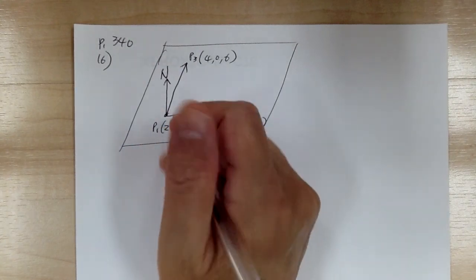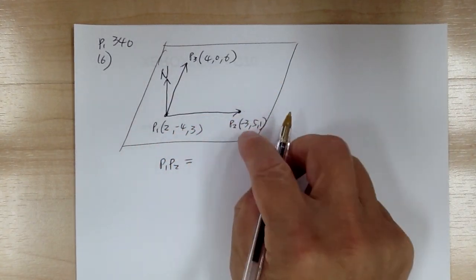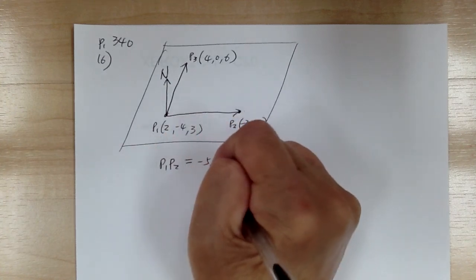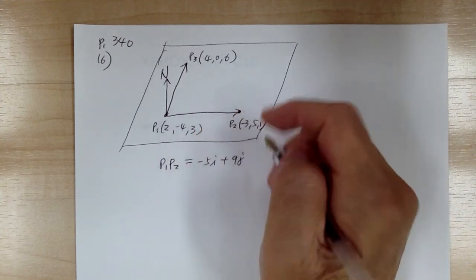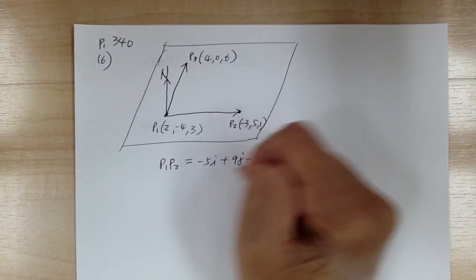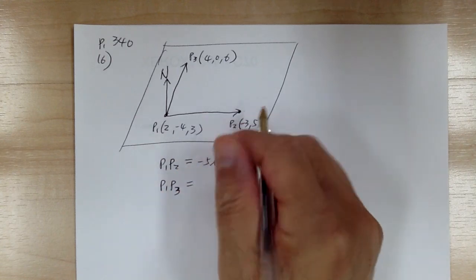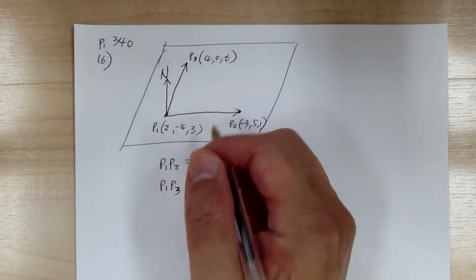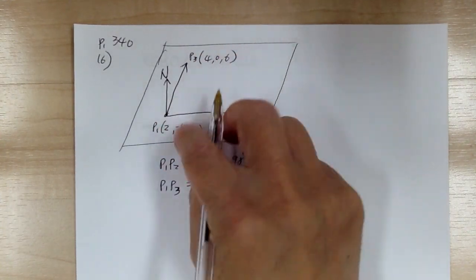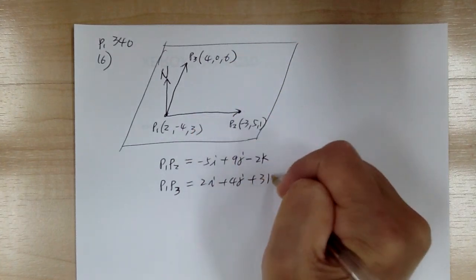So let's get the vectors. So P1P2 equals, this minus side is minus 5i, this minus side is plus 9j, this minus side is minus 2k, and P1P3, this minus side would be 2i, this minus side would be plus 4j, this minus side would be plus 3k.